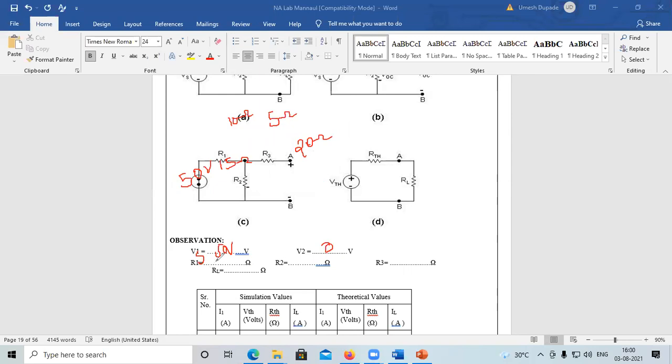Then resistance R1 is nothing but 10 ohm. Resistance R2 is nothing but 15 ohm. Resistance R3 is nothing but 5 ohm, and RL is nothing but 20 ohm. You should write this value in the observation table while writing the manual. So we verify this value with our simulated value. Did everyone take the values? Okay, all of you have taken the values.